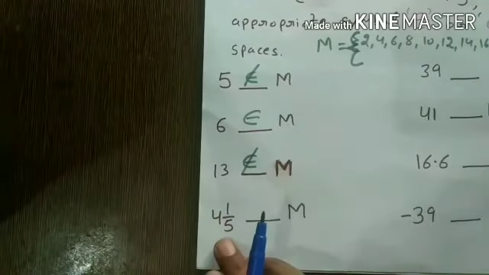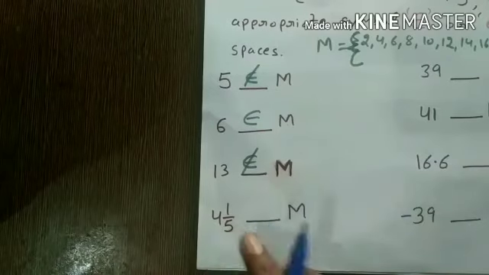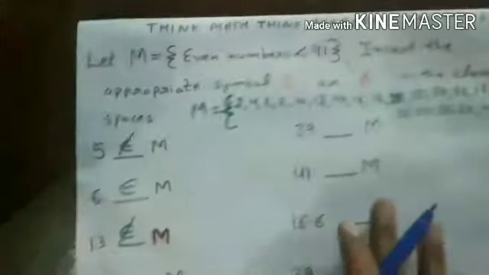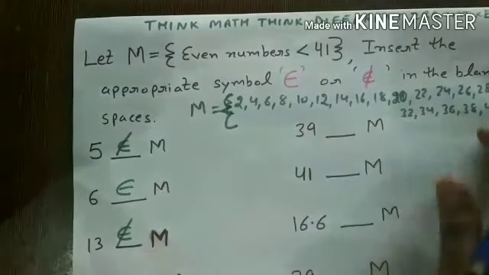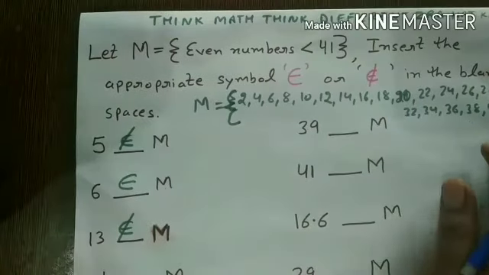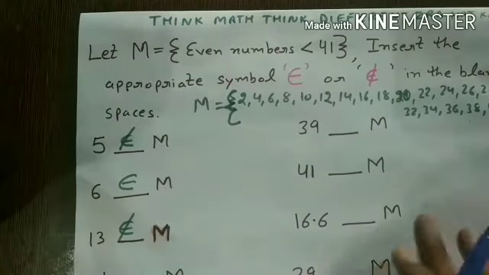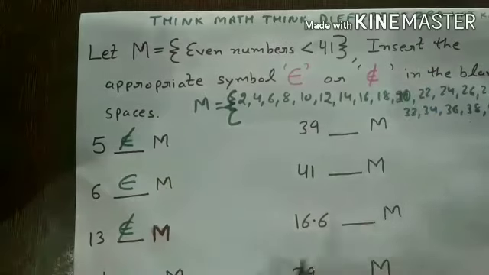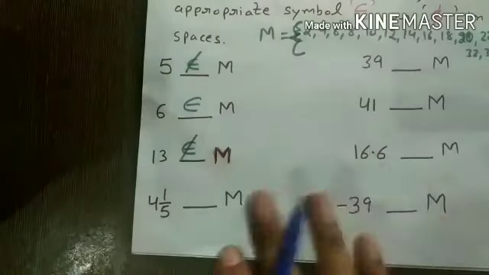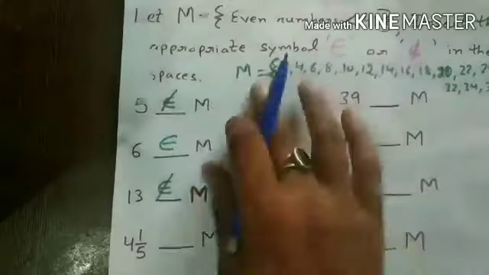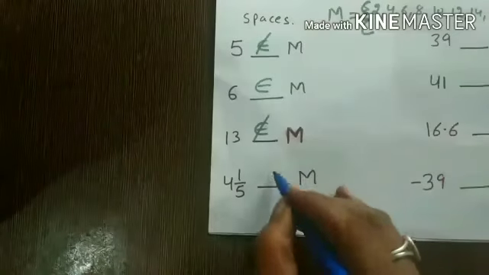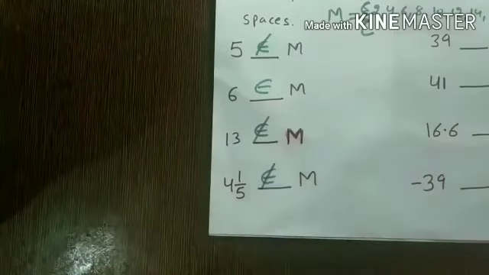After that, what is this? This is a fraction, 4 and 1 by 5. Clearly you can see that in this set no fraction is there. So you will write that 4 and 1 by 5 does not belong to this set M. So you will write does not belong to.